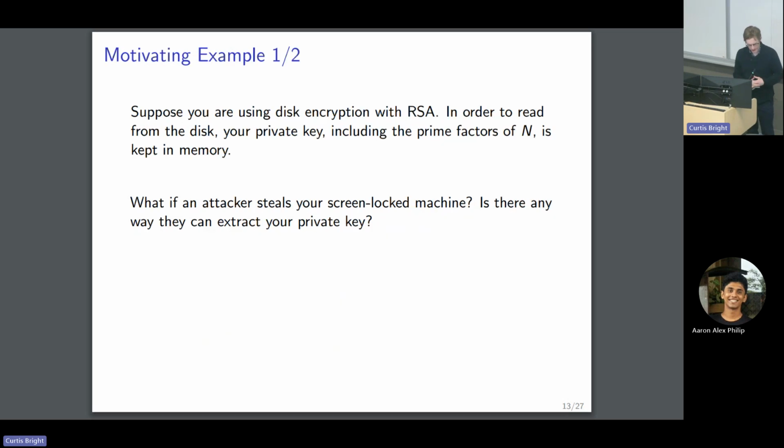So here's the motivating example. Let's say you have full disk encryption. We'll use RSA and you encrypt all the files on your disk. That means that if an adversary steals the drive, it's useless to them because they don't know your private key. So if you want no one to read your emails, you use full disk encryption, you keep your private key safe, and you also do screen locking. So even if somebody steals your laptop while it's running, they can't read your email because they can't get into your operating system.